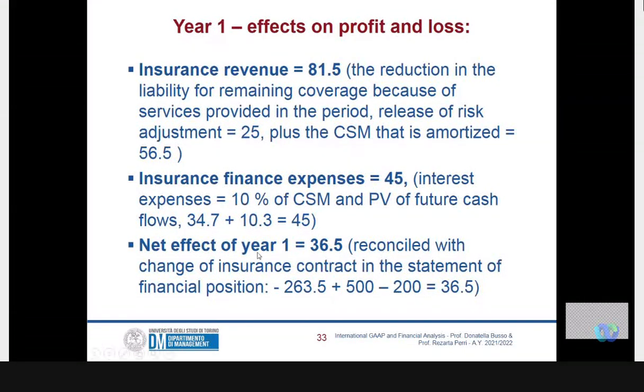The net effect of year one, the difference between revenue and expenses, should be reconciled with the change of the insurance contract in the statement of financial position. The initial value less the payments, 200, should be equal to the net effect.